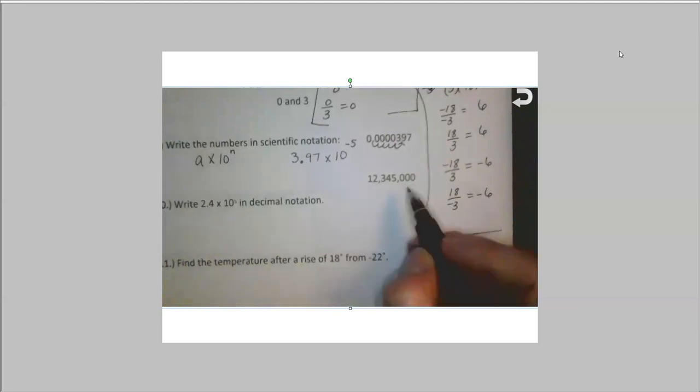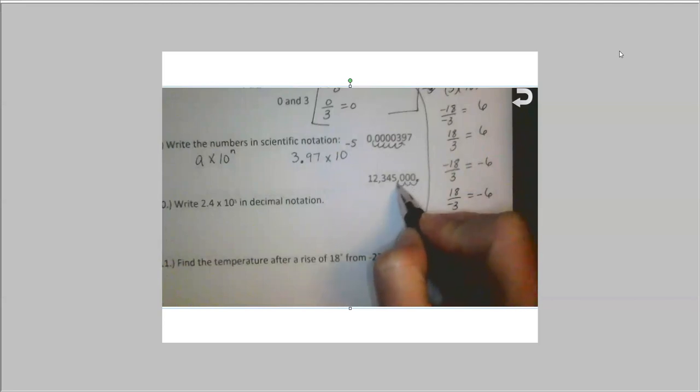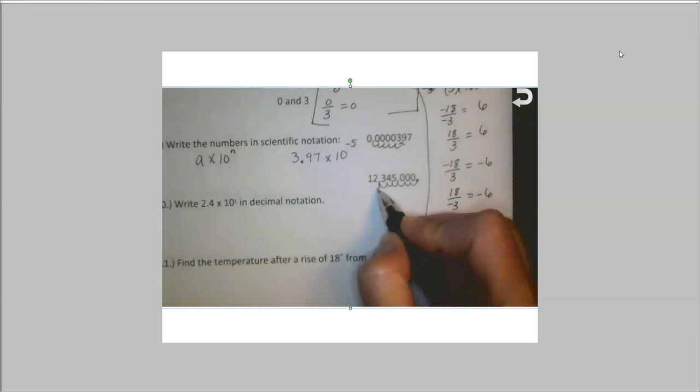Okay. Whereas this is a really large number, 12,345,000. When you don't see a decimal, it's understood to be at the back of every whole number. So I'm going to shift that decimal over until I get a number between 1 and 10. I can't stop there. 12 is too big, so I'm going to go one more space.